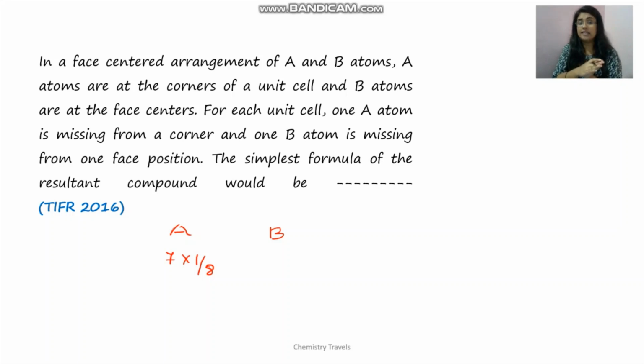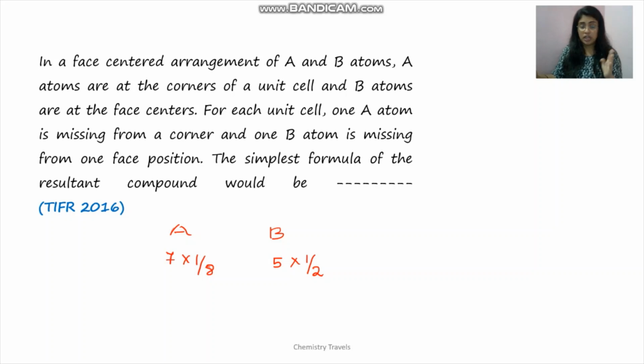But in this case, it is told that from one of the face positions, the B atom is missing. So instead of 6 faces, now we have only 5 faces having B atoms, and each face atom would give rise to a contribution of 1 by 2. So B atoms would give rise to 5 by 2 contribution and A atoms would give rise to 7 by 8 contribution.